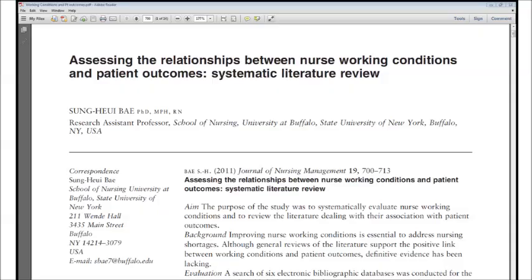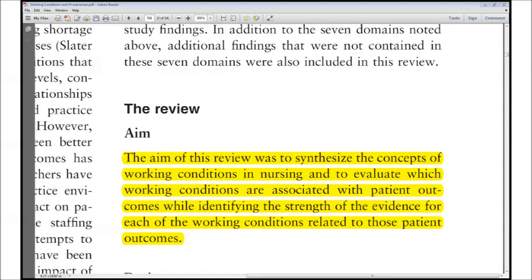This is a systematic review also in your examples. It is assessing the relationships between nurse working conditions and patient outcomes, a systematic literature review. The aim of this review was to synthesize the concepts of the working conditions in nursing and to evaluate which working conditions are associated with patient outcomes while identifying the strength of the evidence for each of the working conditions related to those patient outcomes.